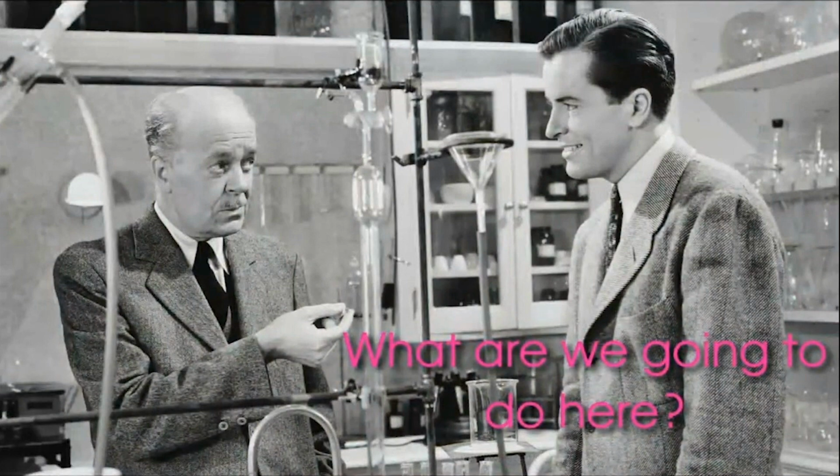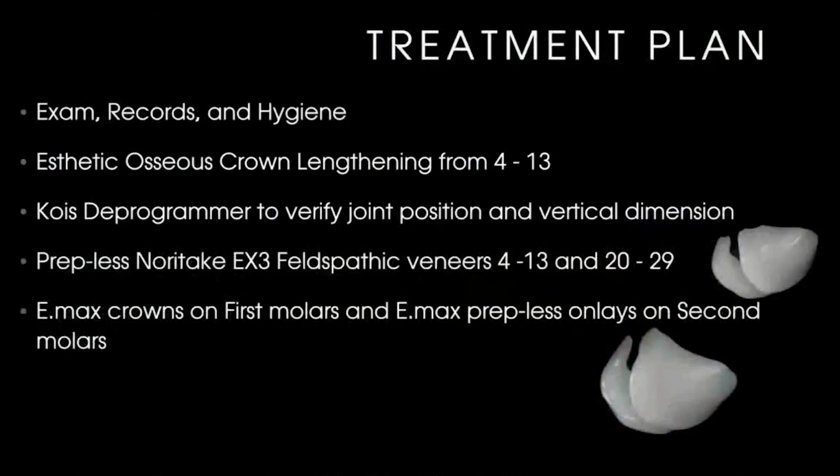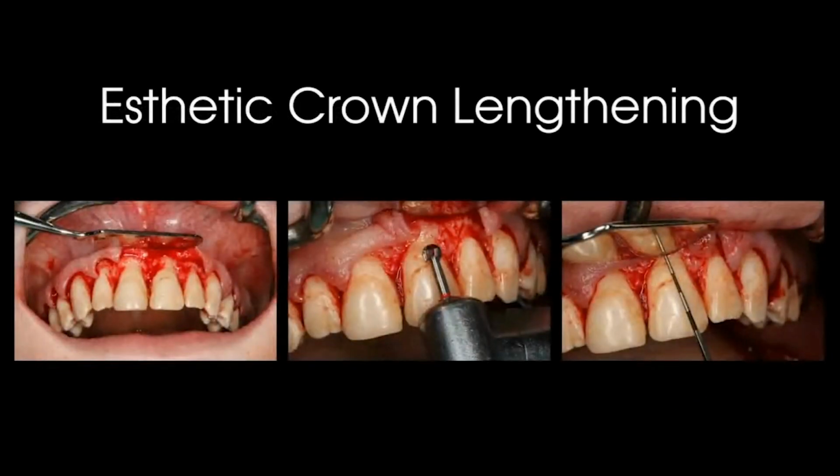And so what are we going to do here? So in our planning, we decided we're going to get all the records. We're going to do osseous crown lengthening at 4 to 13 because her teeth are a little on the short side. She's a bit gummy. A coisted programmer to verify her joint position and vertical dimension. And then we were going to do from 4 to 13 and 20 to 29 prepless Noritake feldspathic veneers and Emax crowns on the first molars and Emax prepless onlays on the second molars, like tabletops. So here's the aesthetic crown lengthening. So I do a lot of that in my office because it's pretty straightforward to do.